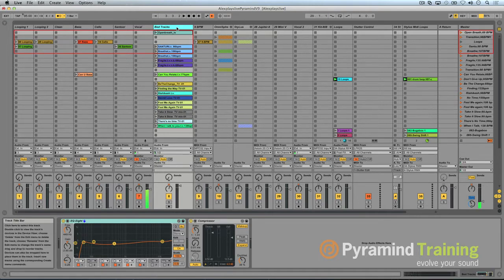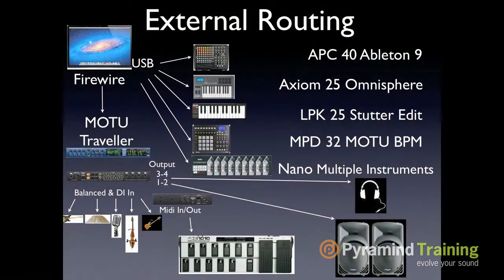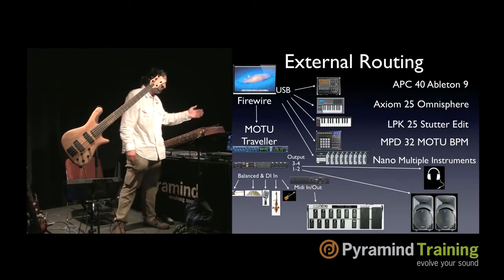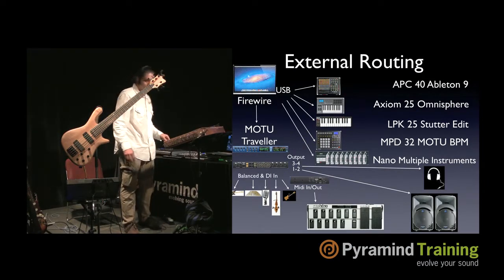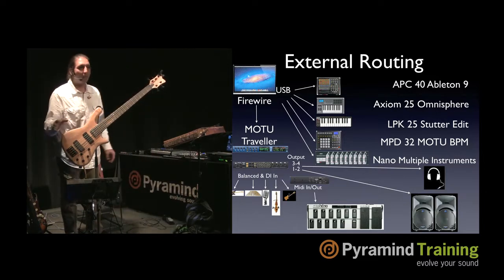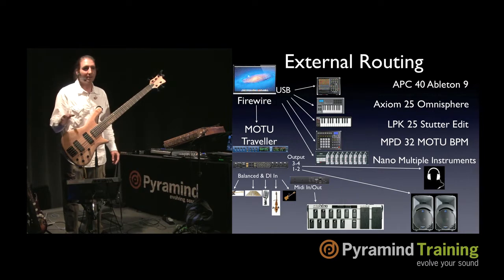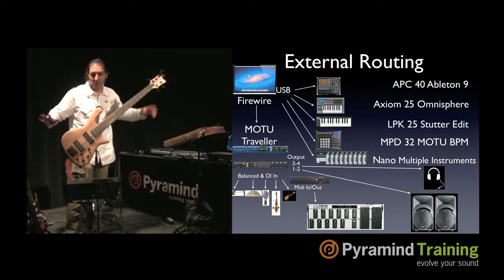So that's basically that channel. And now let's just take a look here at the routing, because there's a lot of routing going on here. So I have, of course, my computer here, and I have a whole bunch of USB going out. I have this APC40. So I'm basically the opposite of the Ableton Push here. You know, Ableton Push is just one thing. I have a lot of different controllers.